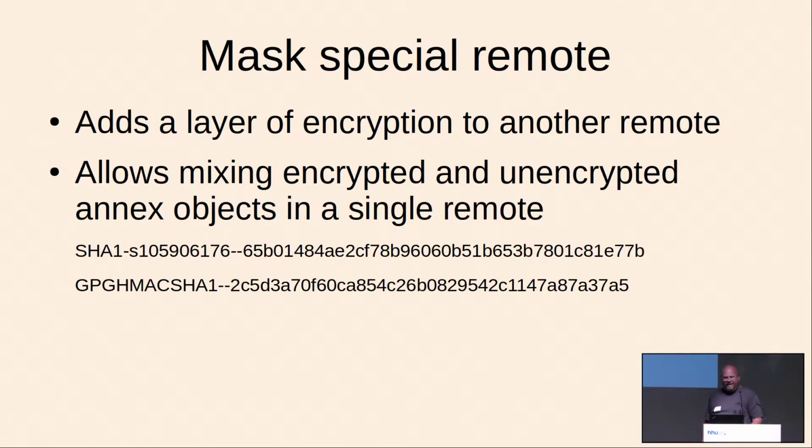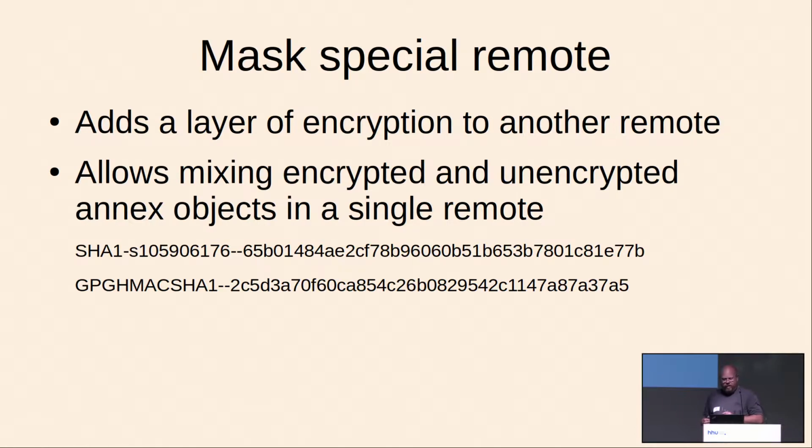Is the idea of a mask special remote. So the idea here is git-annex can encrypt files stored on special remotes, but maybe you have a special remote that is not encrypted because it's something public, but maybe it has some files in it that you only want to share with a certain subset of people, say because they're patient data, if you're doing some kind of medical research, or I don't know, you come up with the idea.